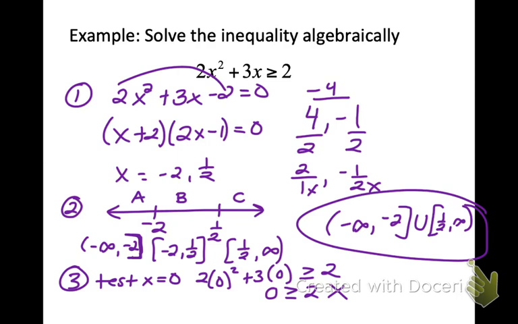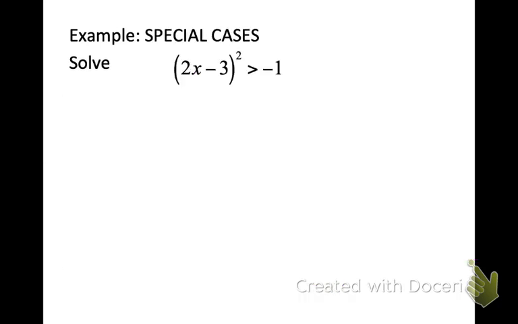Okay. And it will always work like that with quadratics. It's either going to be the middle or the left and the right. And if it's the left and the right, then you have to write it out as a union. Okay? All right. Well, what happens if we have special cases, such as this? 2x minus 3 squared is greater than -1.